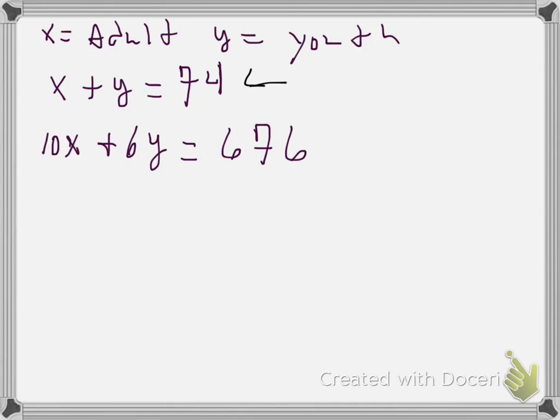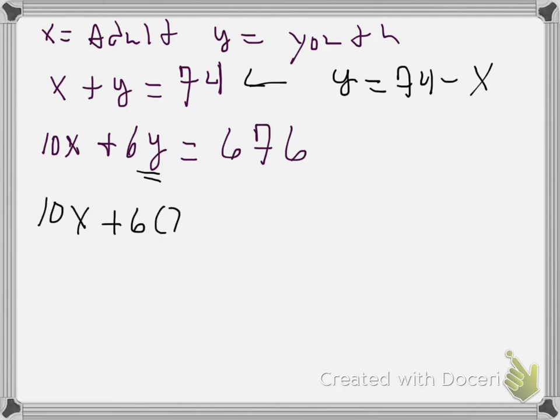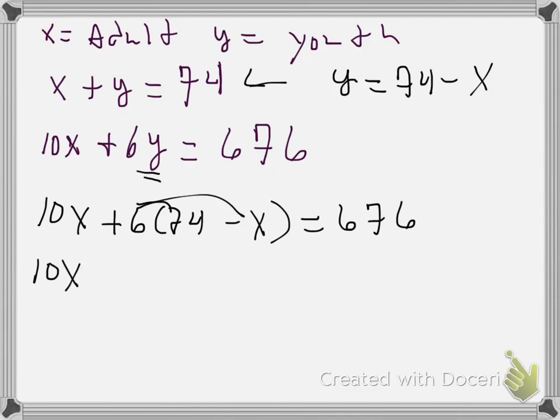Okay. So now what I can do is I can take this equation up here and solve for one of the variables. Like I could say that y is equal to 74 minus x. And I could replace this y down here. So I'd get 10x plus 6 times 74 minus x, and that equals 676. So now if I do this distribution, I get 10x, and I get 444 minus 6x equals 676.